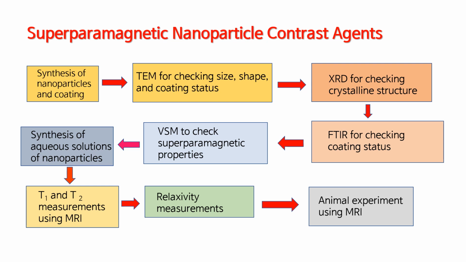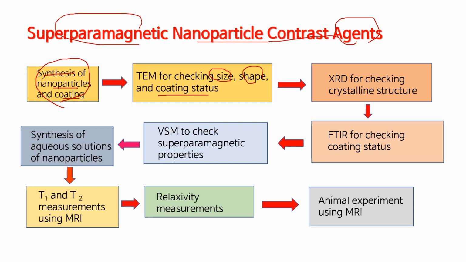Now we'll show how we can make nanoparticle contrast agents. Superparamagnetic nanoparticle contrast agents. We first make nanoparticles and coat the particles. So synthesis of nanoparticles and coating is the first process, and then we have to check the size and shape of particles, and we have to check the coating status.